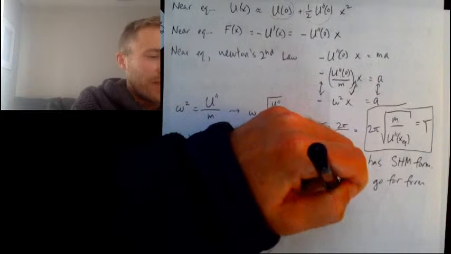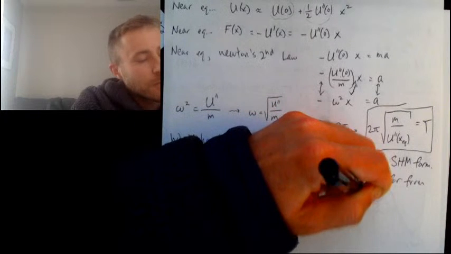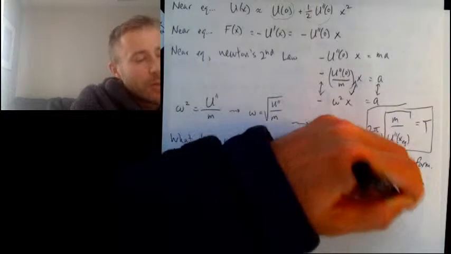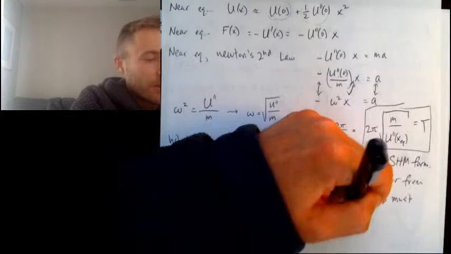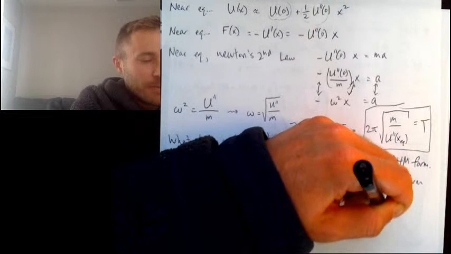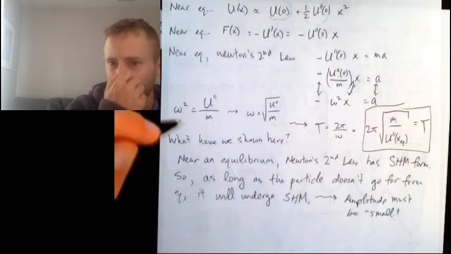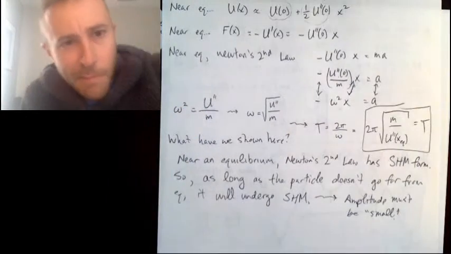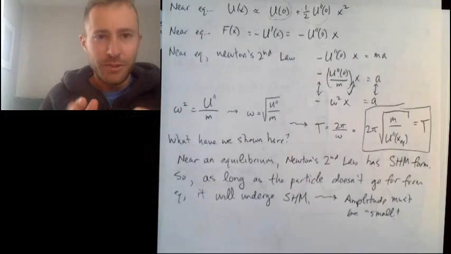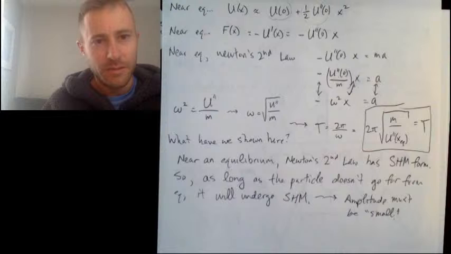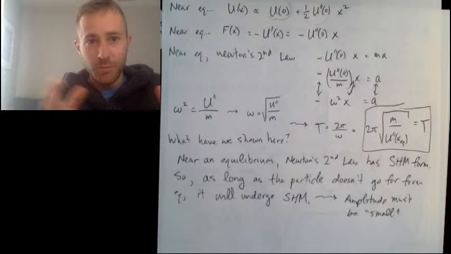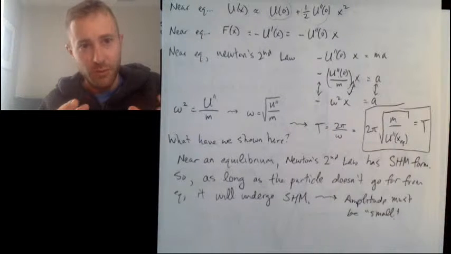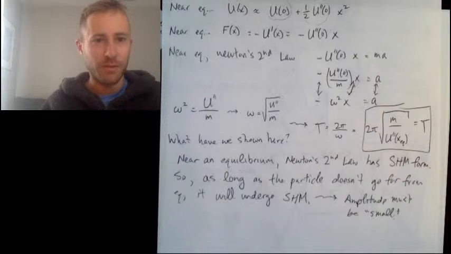So that means that the amplitude must be "small." And I'm putting that in quotation marks because really how small the amplitude needs to be depends on how close to simple harmonic motion you need the motion to look like. So it's kind of a sliding scale.